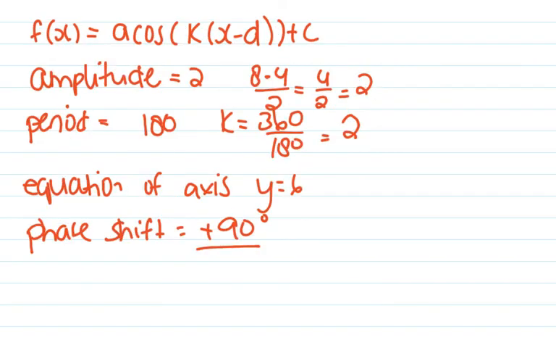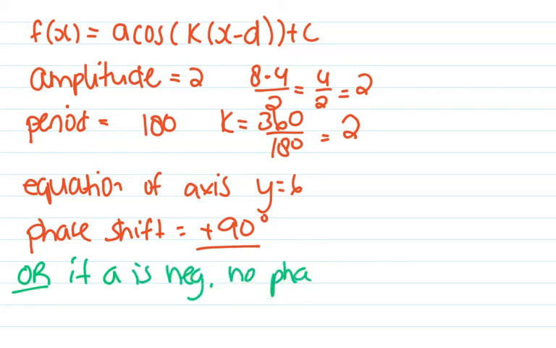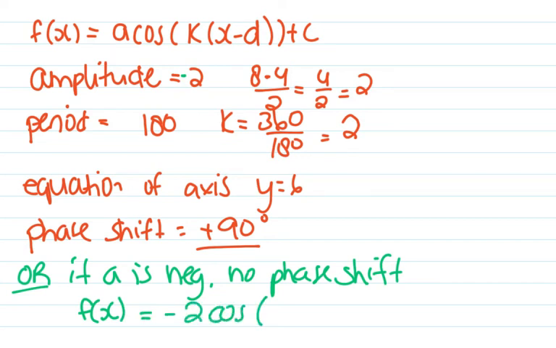So we can either do a positive 90 phase shift, or if A is negative, there's no phase shift. So that is actually simpler than having a positive 90. So we would now make A to be negative 2. So our final equation is f of x equals negative 2 cos bracket 2 is the k value, x bracket plus 6.